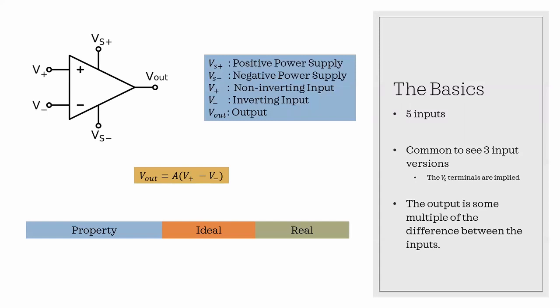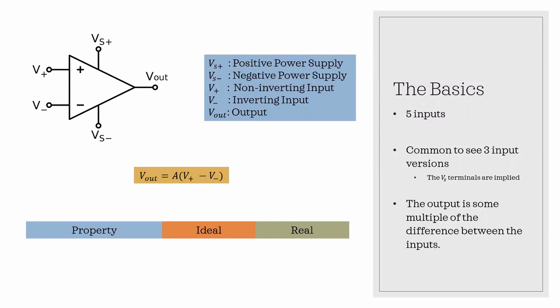The first is that the output voltage is a multiple of the difference between the two inputs. The multiple is called the gain, denoted by that A, and an ideal op amp will have a gain of infinity. Real op amps have gains that are quite high. 50 or 60,000 is not uncommon, but still not infinity.